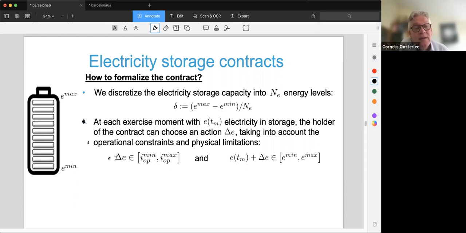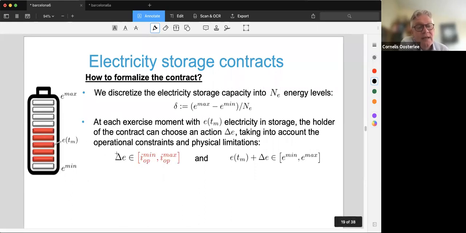So delta E should lie in an operating limit. It should be somewhere between I minus and I max. You cannot insert too much in a storage. You cannot release too much. So these are operating constraints. And also the total energy, E at Tm plus delta E, should lie within limits E min and E max, right? We cannot exceed the storage, and we cannot have less than a minimum amount of storage. So we have these constraints that we should satisfy.